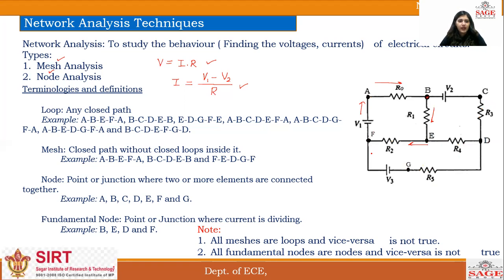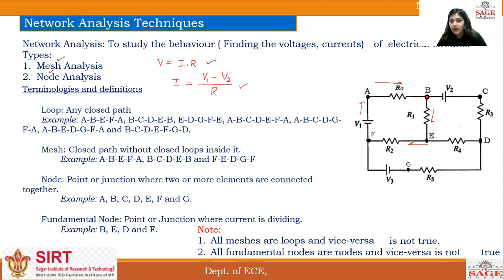Now, what is a node? A node is a point at which two or more elements are connected together. It is called a point or junction. If we see this, one branch is this, one branch is this, and in each branch there is an element, here that is R0, and in this branch it is V1. So at any point, if two or more elements are connected, that point is called a node. So this is also called a node.